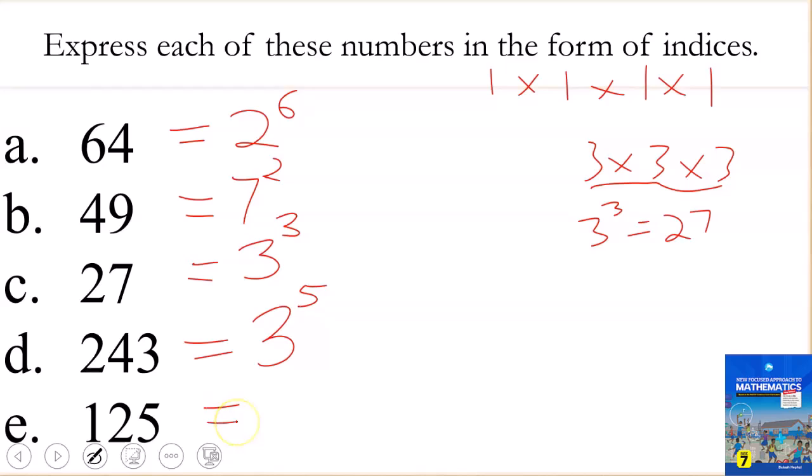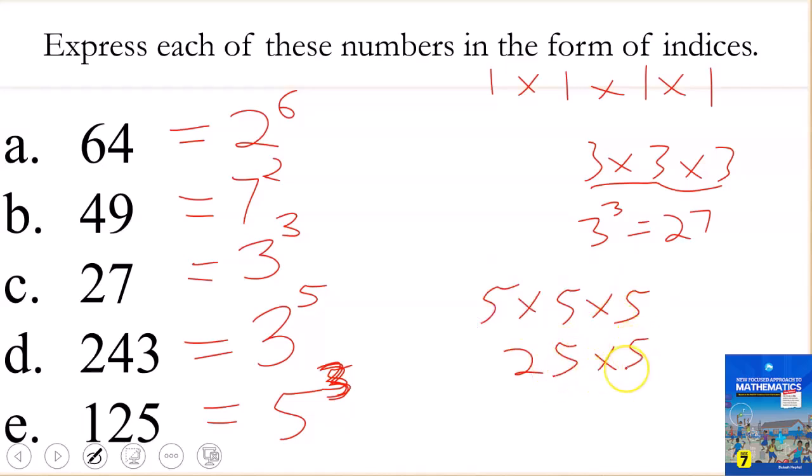Finally, I have 125. When it ends with 5, I know I'm dealing with 5, and 5 will be the easy way out. So 5 times 5, I know it's 25. Times 5 again, then I can think of 125. So 5 exponent 3 will give us 125. That means 5 times 5 times 5, which is 25 times 5, and that will give you 125.